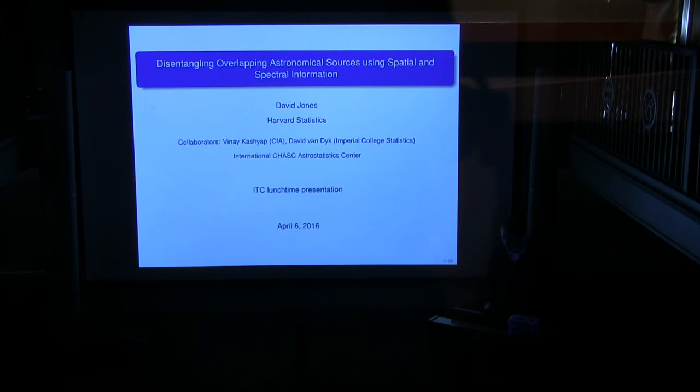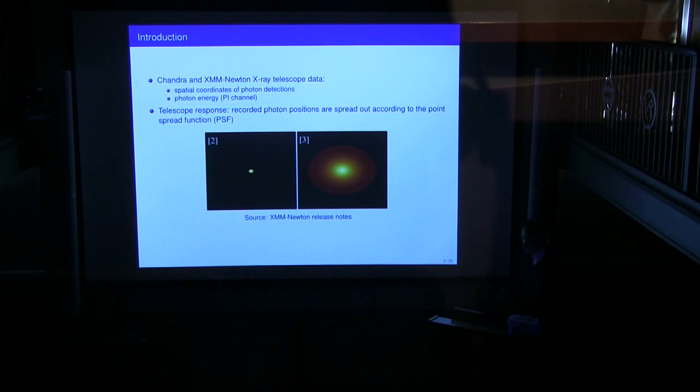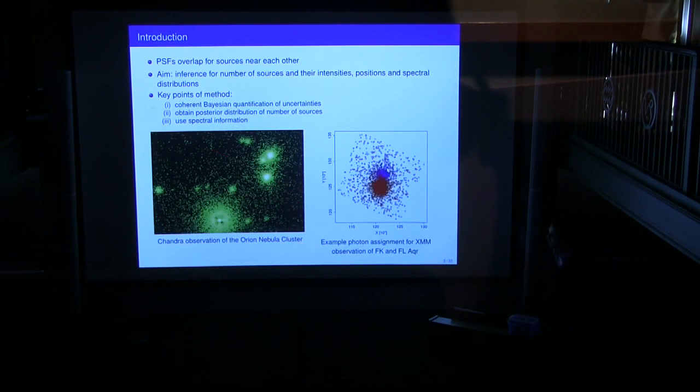Okay, so our data comes from the Chandra and XMM telescopes, and it consists of the spatial coordinates of photons detected, and also the energy of the photons detected, or the PI channel. Because of telescope response, a point source doesn't look like a point as on the left, but rather it's spread out as on the right. In particular, the photons are probabilistically spread out according to the point spread function. Here's an example image from Chandra at the bottom left, and I'll show an analysis for this later.